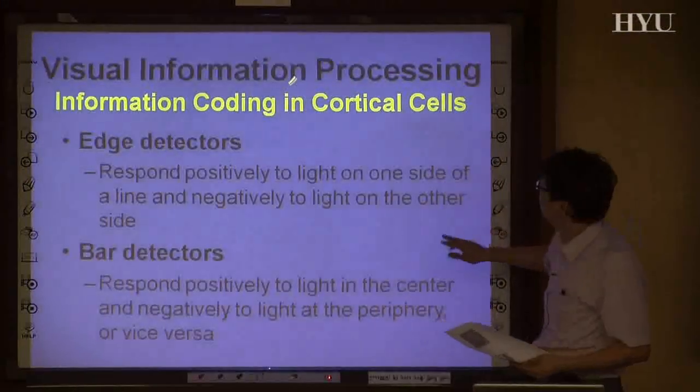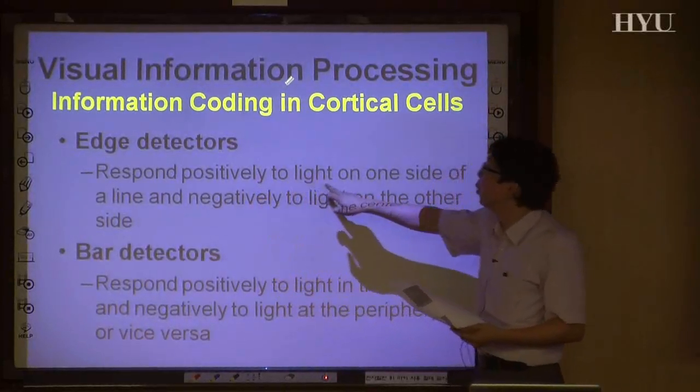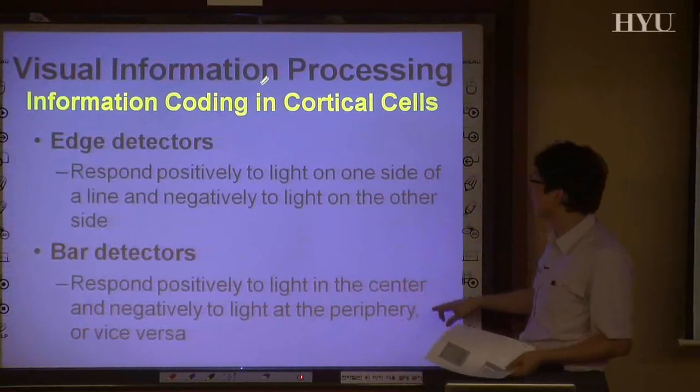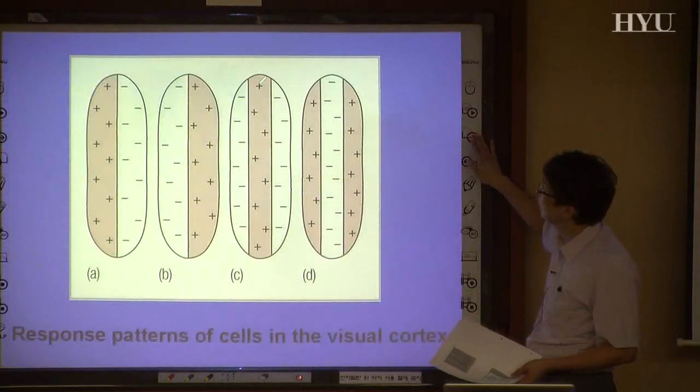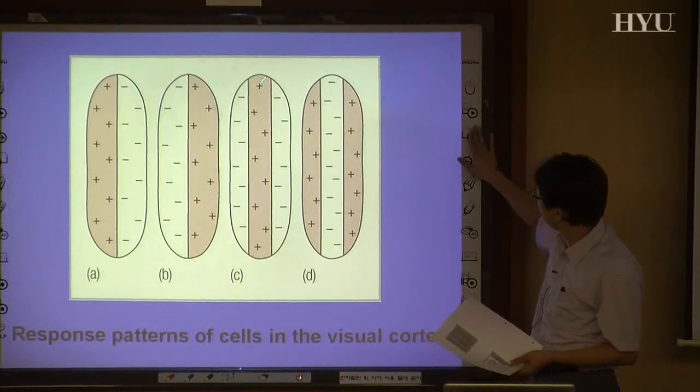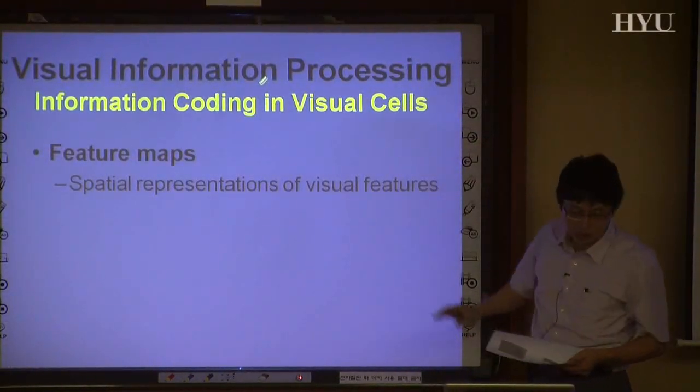So the edge detector responds positively to the light on one side of the line, and the bar detector is about bar detection. That is probably from the theory of our reception.